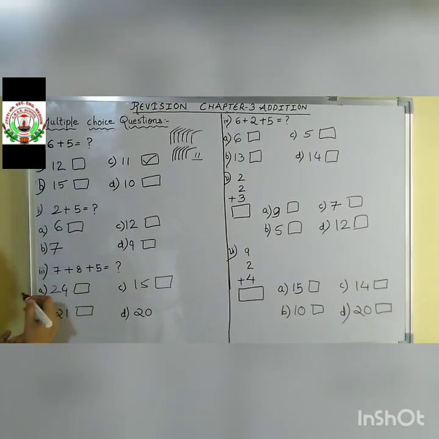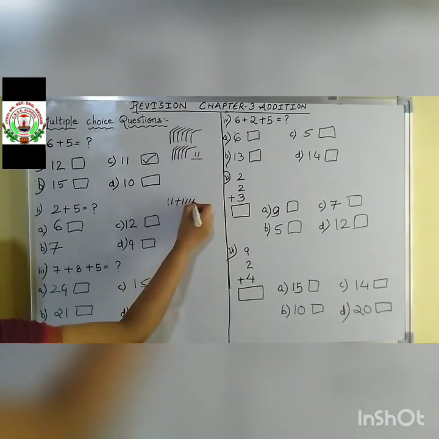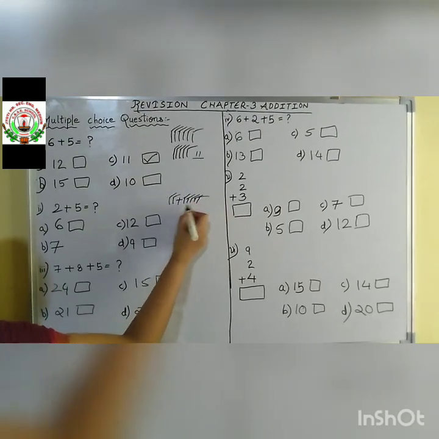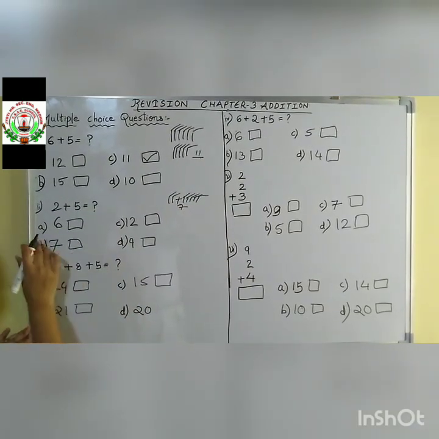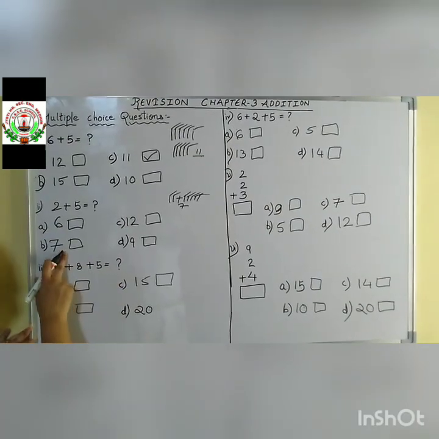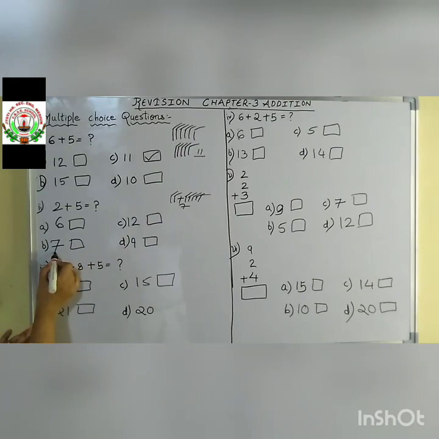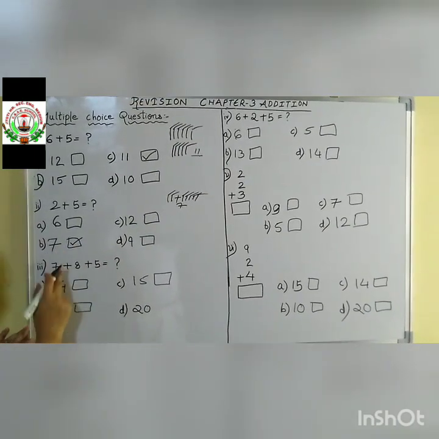Second, 2 plus 5. 2 plus 5, how much, children? 2 sticks. Then 5. Count with me. 1, 2, 3, 4, 5, 6, 7. We get the answer here as 7. So our options are A 6, B 7, C 12, D 9. So 7 comes under option B. So we'll put a tick mark over option B, 7.